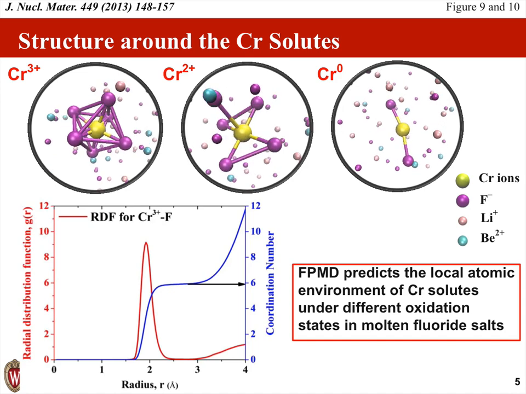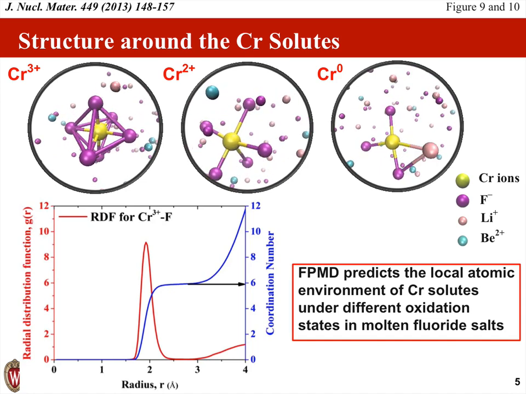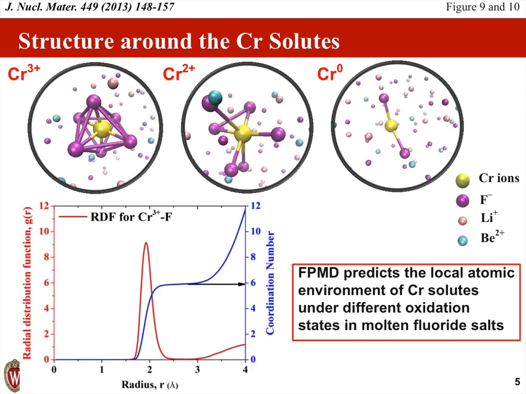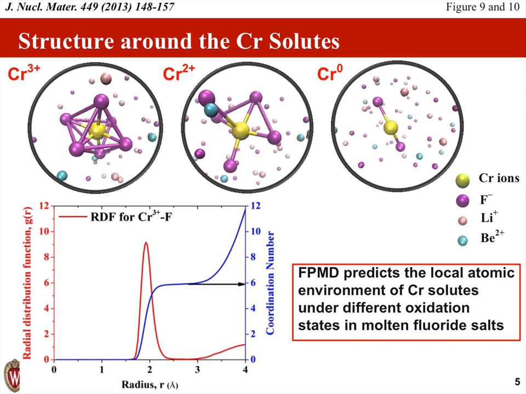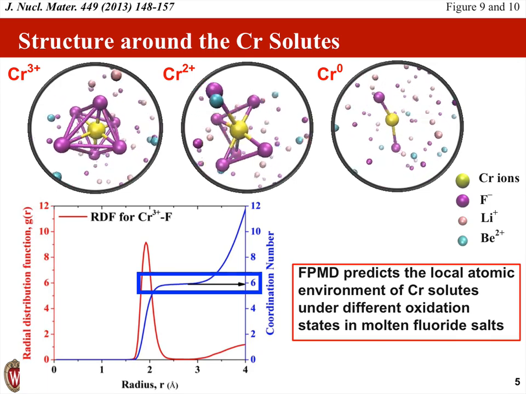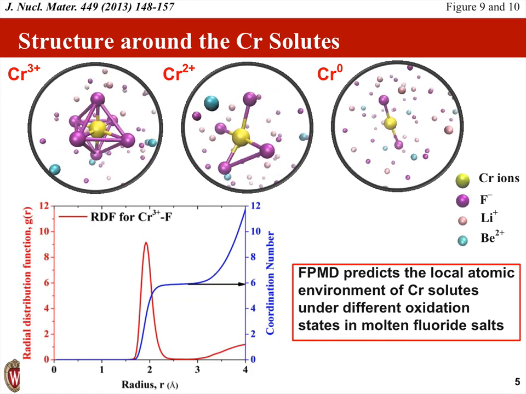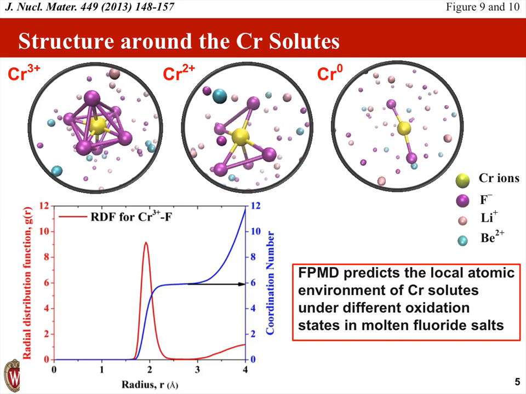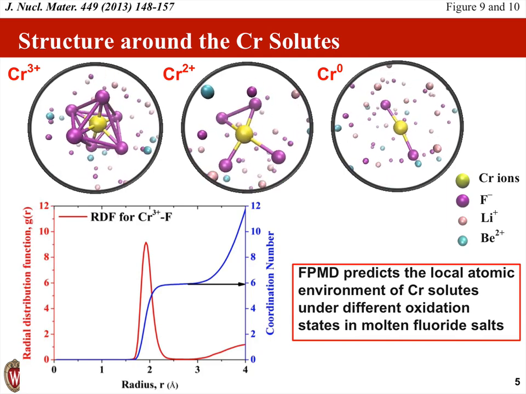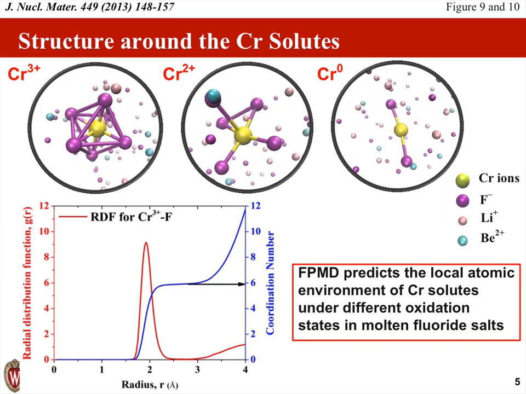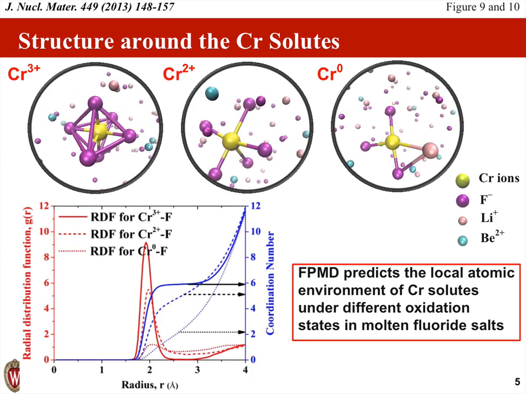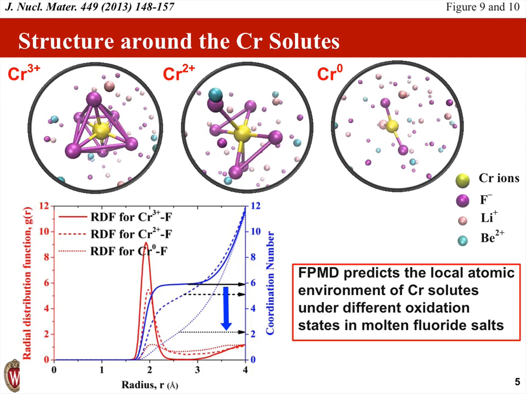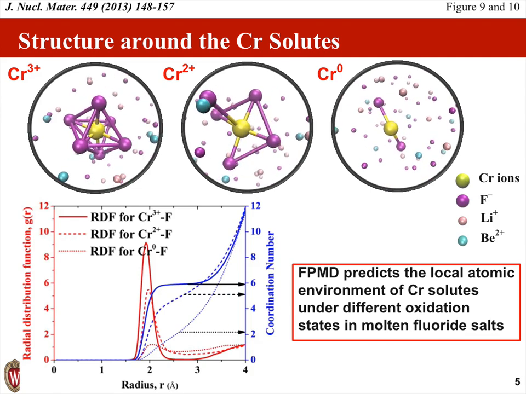We quantify this trend with the radial distribution function between chromium and fluorine. The integrated radial distribution function for chromium 3+ shows 6 neighbor fluorine ions, consistent with the octahedral structure as can be seen in the movie. In the same manner, the radial distribution functions and coordination numbers for chromium 2+ and neutral chromium show a very loose structure for neutral chromium with the chromium 2+ in between.